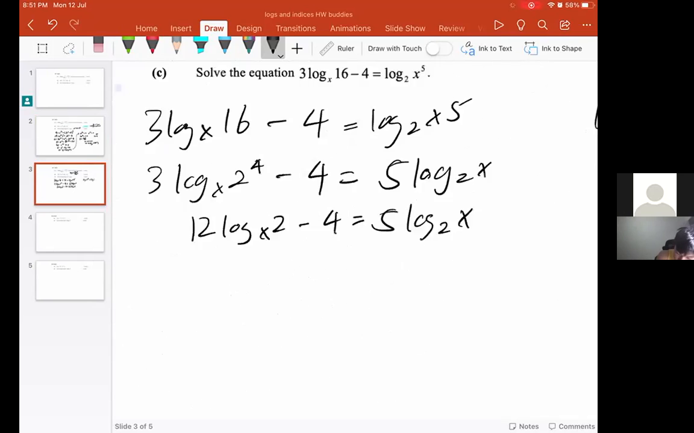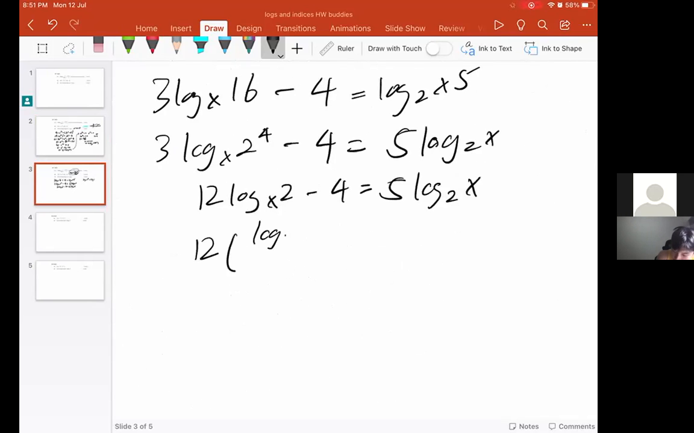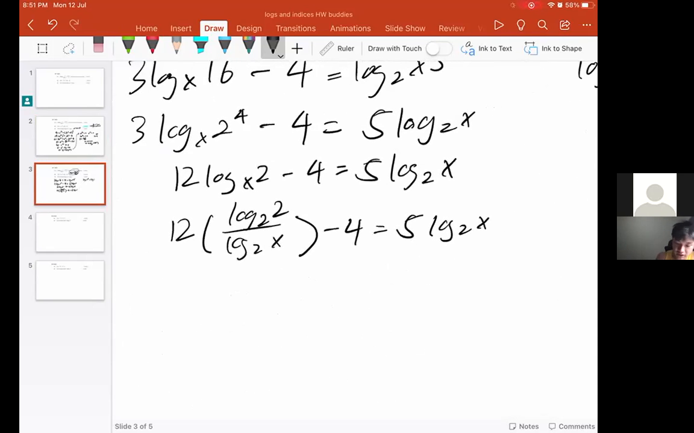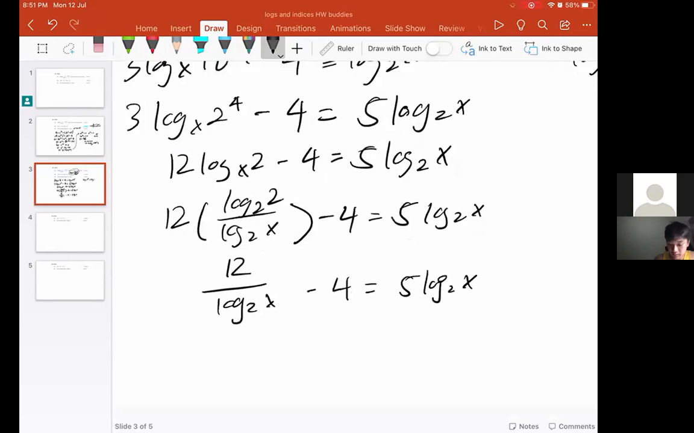So to do that will be 12 times log, big one goes on top, small one goes below, minus 4 equals to 5 log 2x. So log 2, same as log AA, will always equal to 1. So we have 12 over log 2x minus 4 equals to 5 log 2x. Now, we start to see the semblance of a quadratic equation.